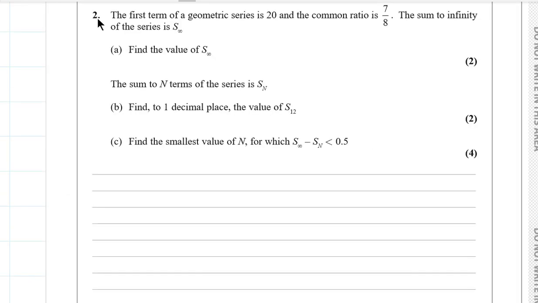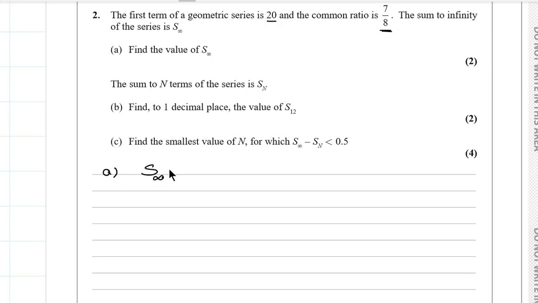Okay. 2. The first term of a geometric series is 20. This is a, and the common ratio is 7 over 8. This is r. The sum to infinity of the series is S infinity. (a) Find the value of S infinity. It's a very interesting piece of cake.